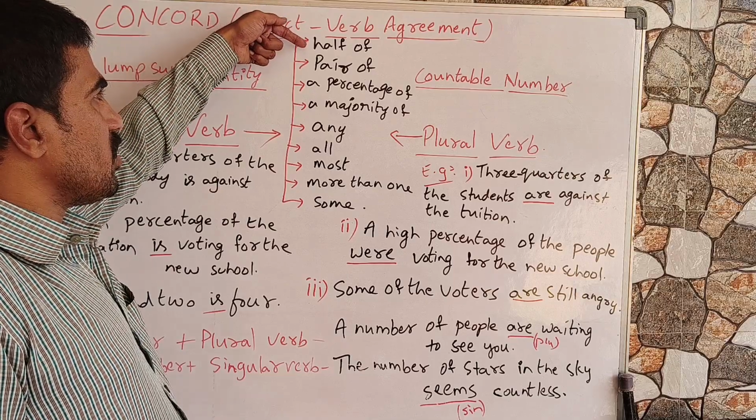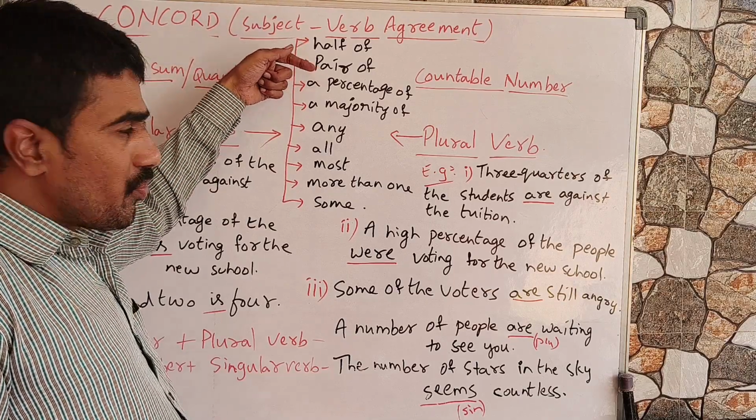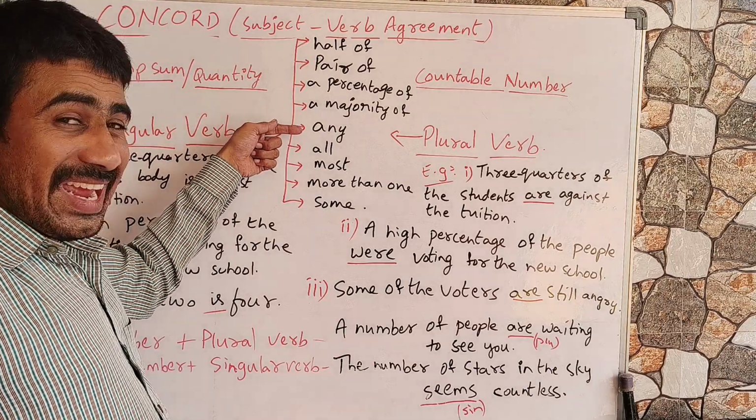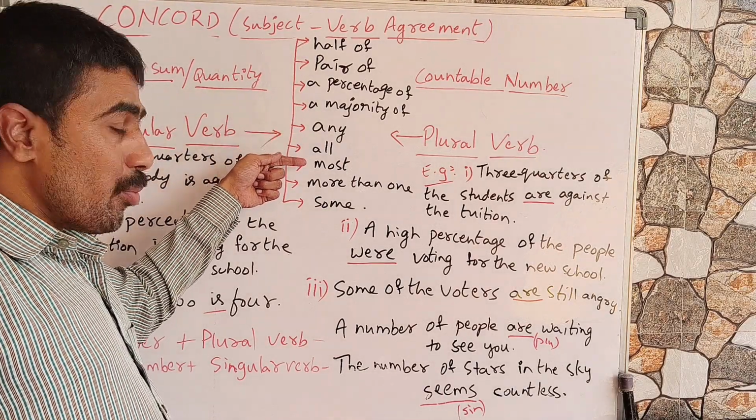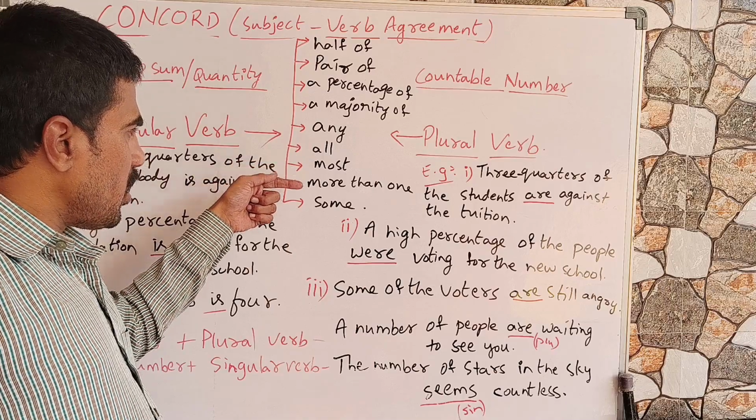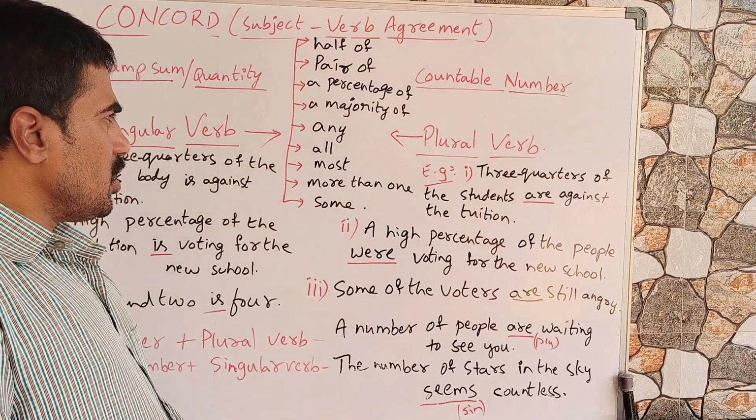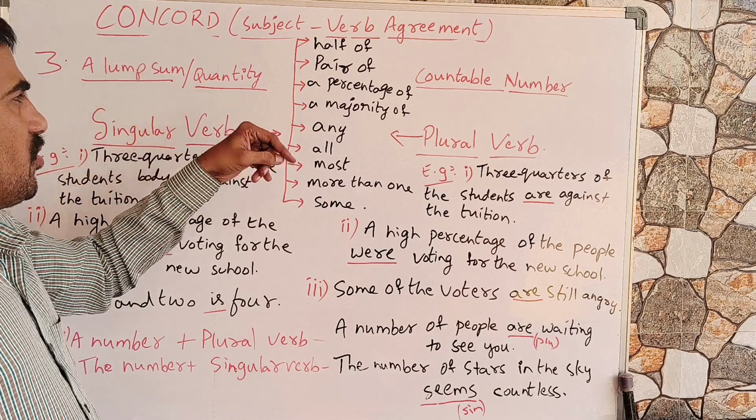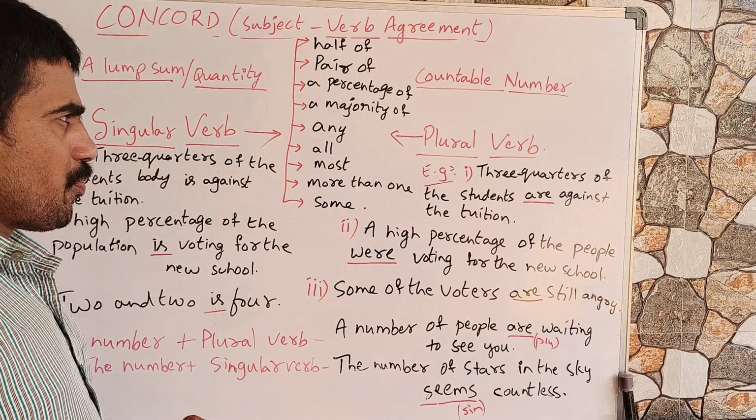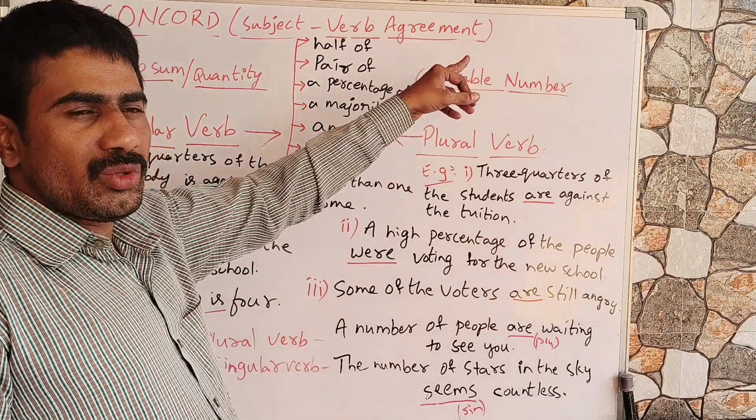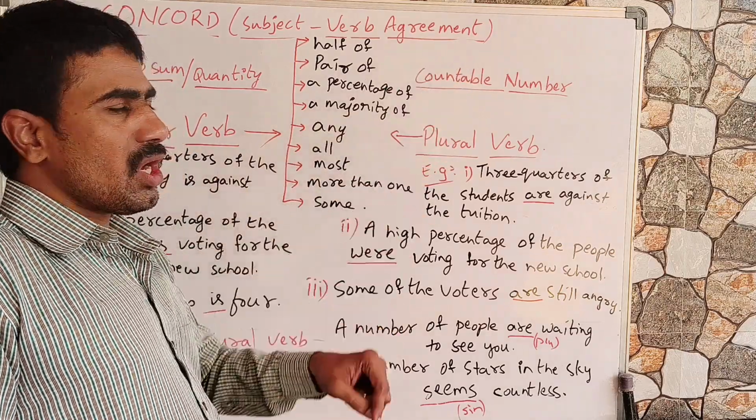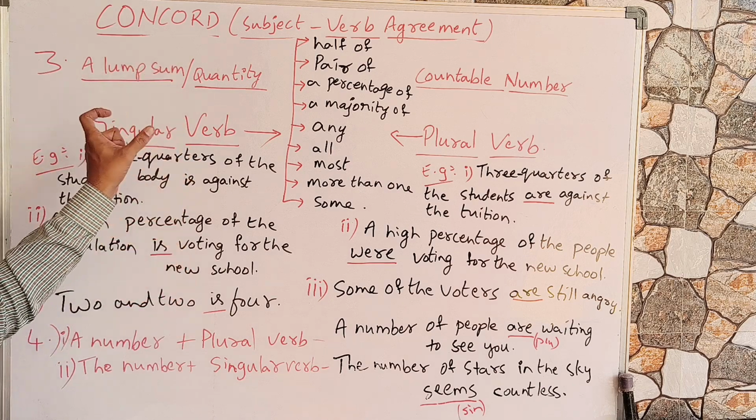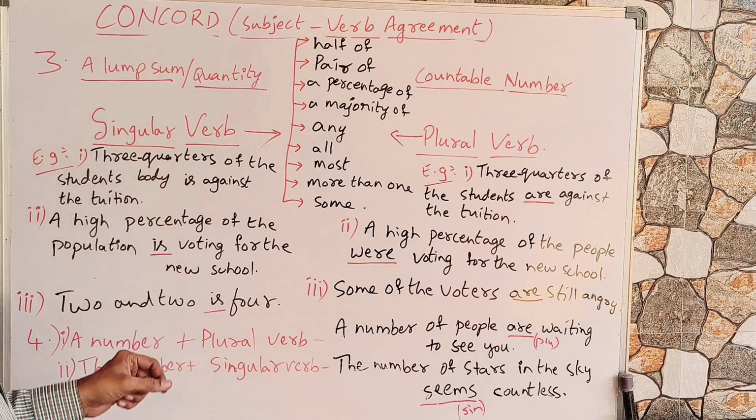Look at the words half of, pair of, a percentage of, a majority of, any, all, most, more than one, some. All these words, if you use them with a quantity or a lump sum of, then we use the singular verb. If you use them with adjectives of number, then we use the plural verb. First let us look at the quantity, where we use the singular verb, friends.